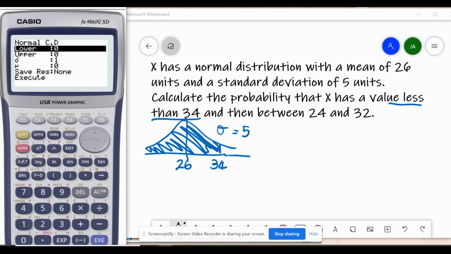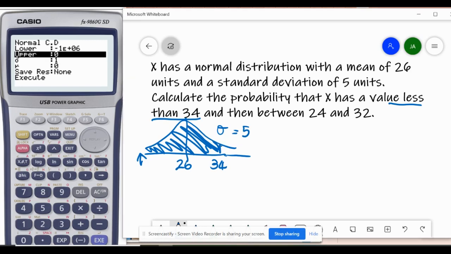Now, we need a lower limit and an upper limit. So our lower limit, you can see, is down here somewhere, okay? And we don't know quite where it is. So just choose a number like -1,000 or put a whole lot of zeros there. It goes right to the left-hand side, so it needs to be negative. Our upper limit is going to be where we're shaded up to. So that's going to be 34.